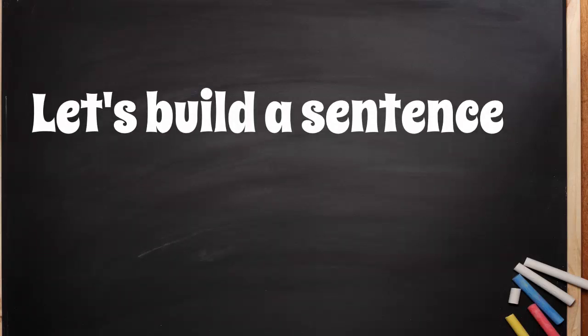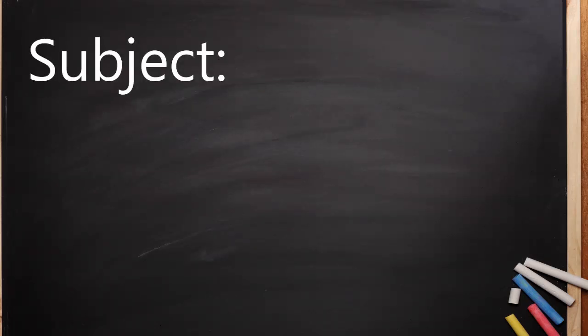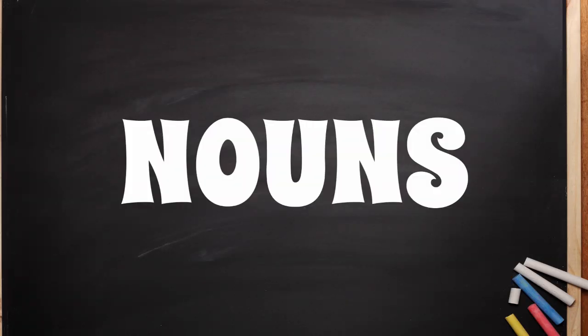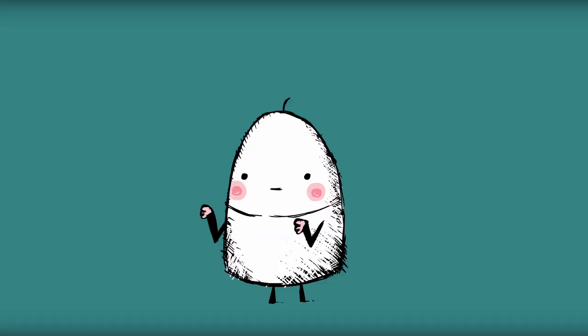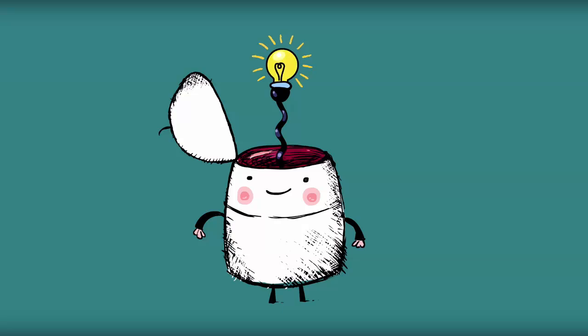But how exactly do we make a sentence in the simple past? Well, how about if we build one together? First, let's choose a subject. A subject is any person, animal, object, or thing that can do something. These words are called nouns. For today, Joey will be our subject. Now, we have to think about something Joey can do.